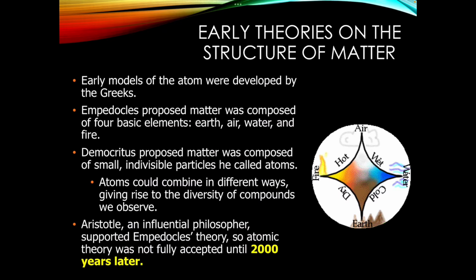So we're going to start off with some history of the atom. Don't worry, this is not a history class, so I'm just going to give you a very brief overview of the history of the atom because it's important to understand how we got to where we are today, because the research kind of continued to build on itself as we went. So early models of the atom were developed by the Greeks. They're the ones that did a lot of our initial scientific thinking.